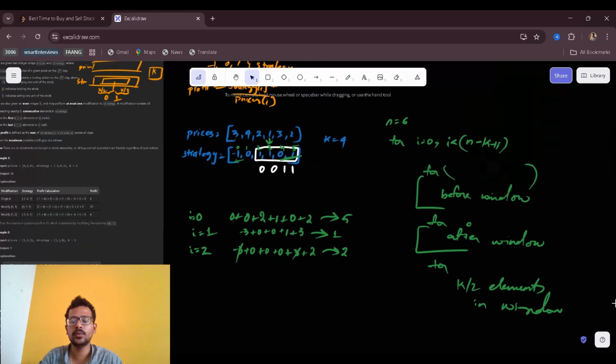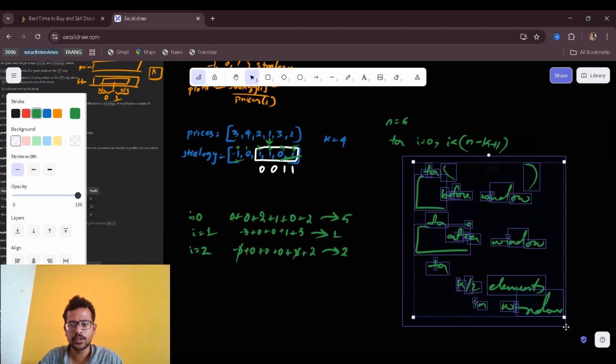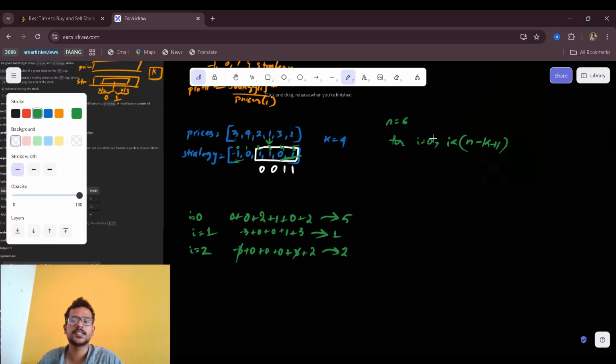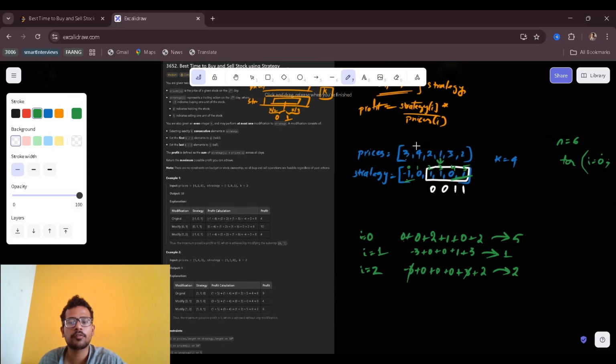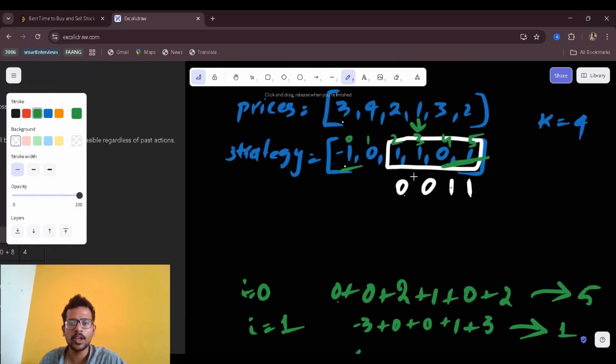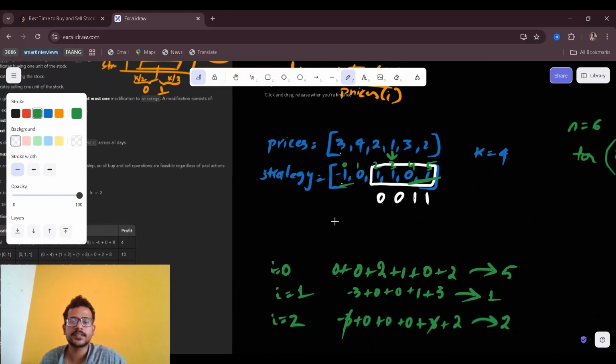But what if I say these all things aren't required? I can just go with the first loop where I start with just i is equal to 0 and i less than n minus k plus 1, i plus plus. Now I need the profit. That's it. I just need the profit. First thing, what I want to do is I need this and also this profit, right?